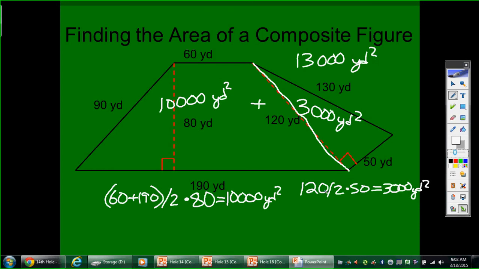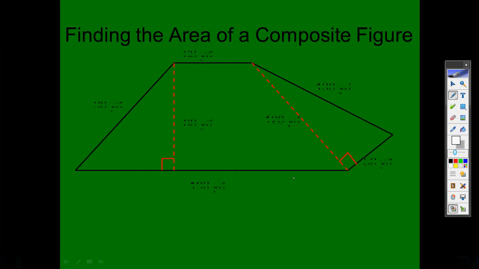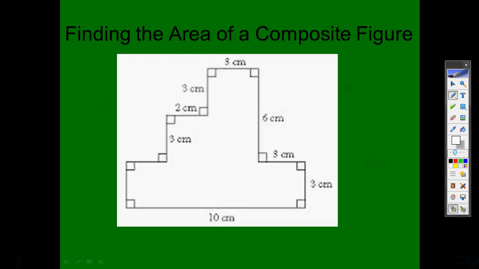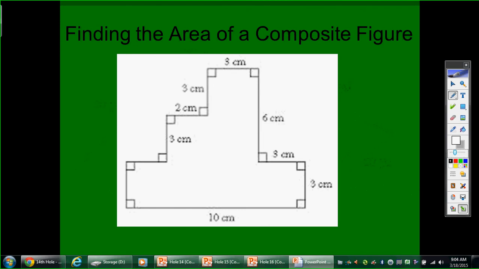So base times height divided by 2. Average my bases, add them together and divide by 2 times the height. And then I put these two formulas together. If I look at the shape here, it's a little bit fuzzy. But we're going to do the same thing.